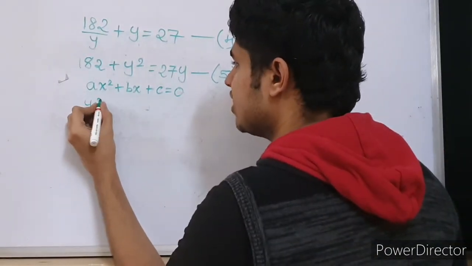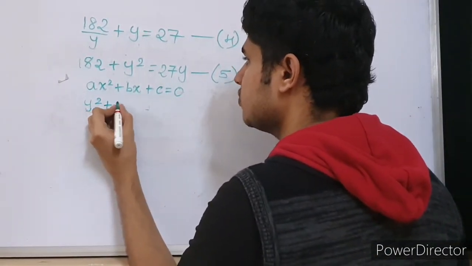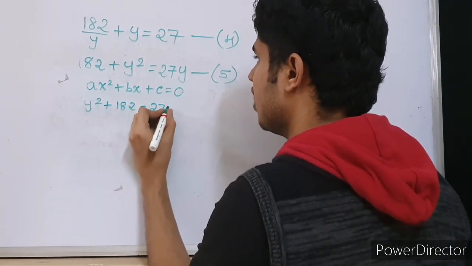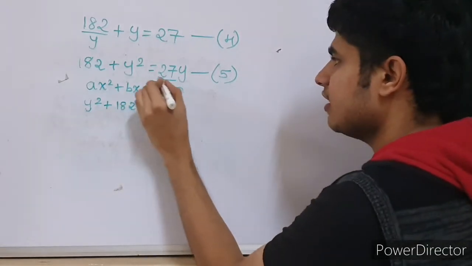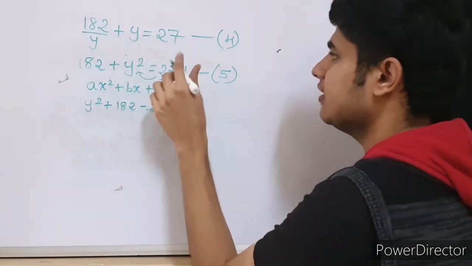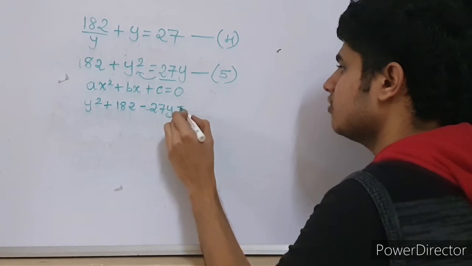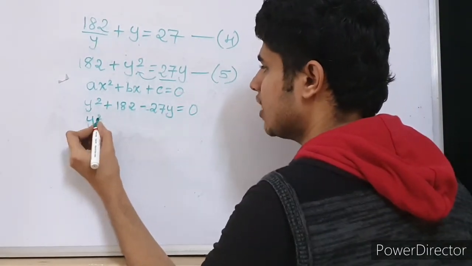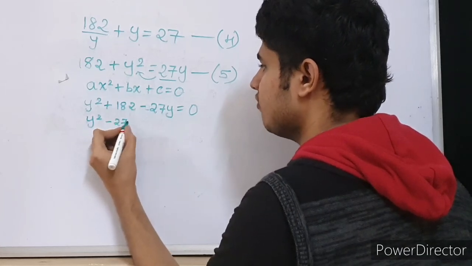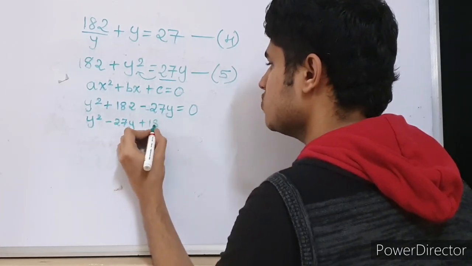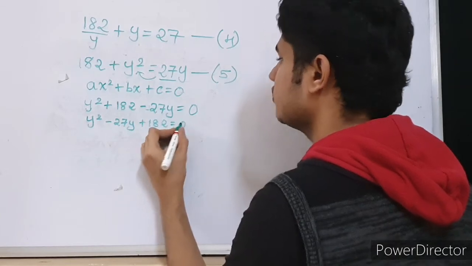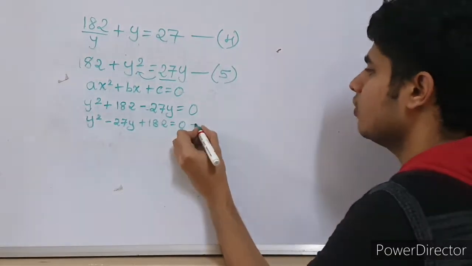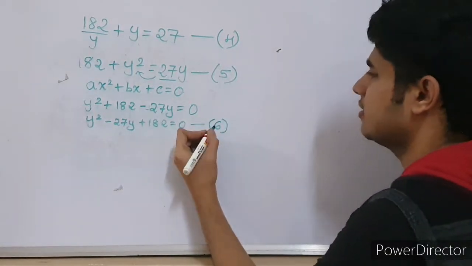So y square plus 182 minus 27y. 27y, I am shifting it to the left hand side and the sign changes, is equal to 0. And just rearranging, I get y square minus 27y plus 182 is equal to 0. Now I have got this equation in the standard form. I will call this equation number 6.